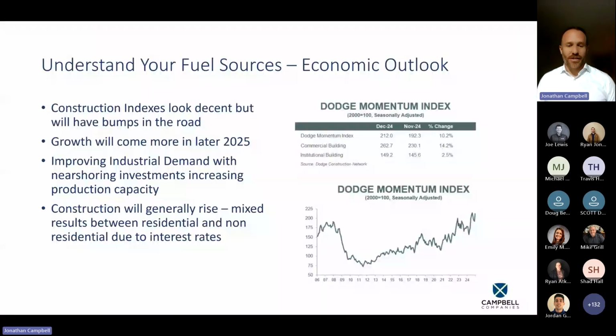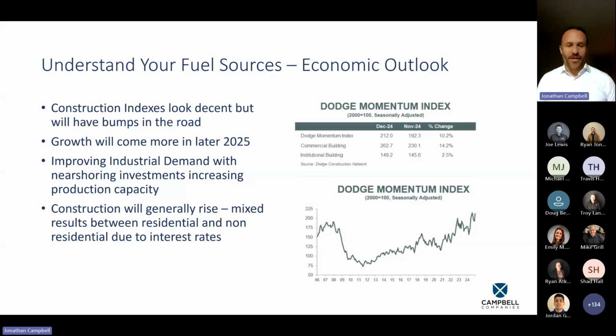So here are my economic slides. Kind of tying it back to the fire, for your businesses, understand what your fuel sources are. What makes your business go? What makes it slow down? Now, as we look at the year, look at 2025, the construction indexes look pretty decent. There will be some bumps in the road. We're not going to be on a tear like we had been the last couple of years. There seems to be more of a plateau, a little bit of a pullback. But let's also remember where we've been the last couple of years.